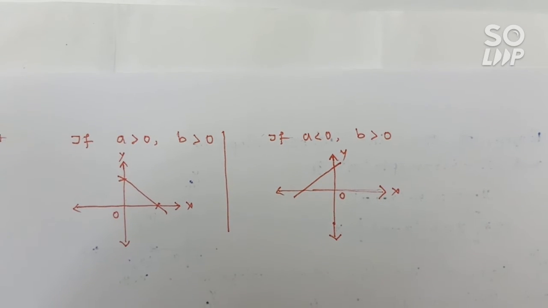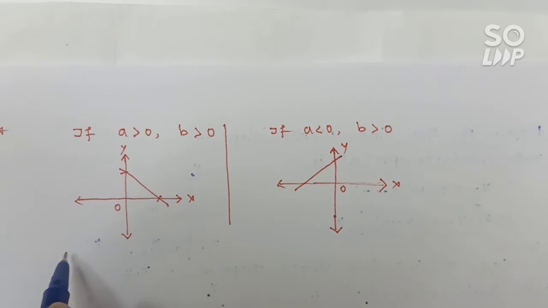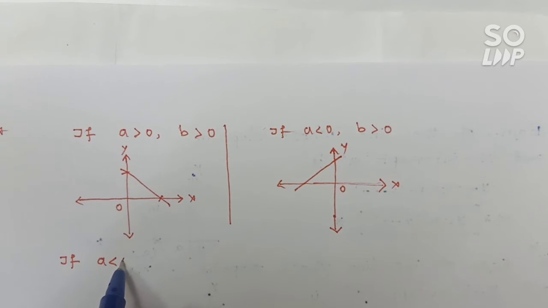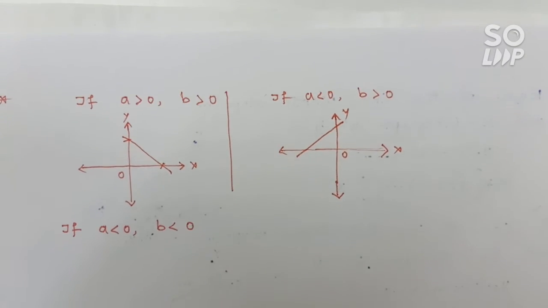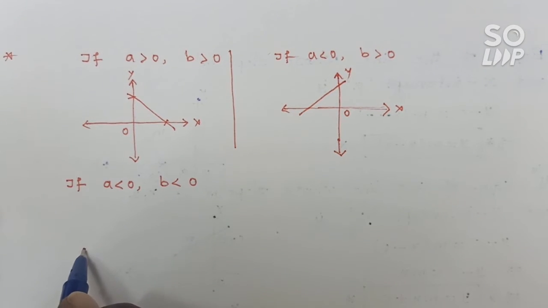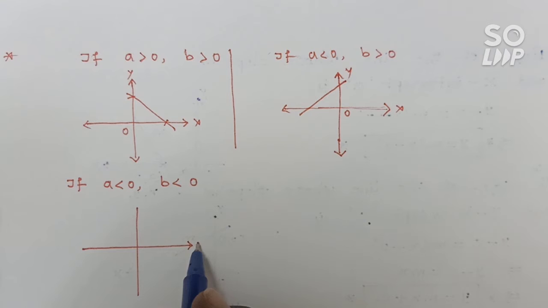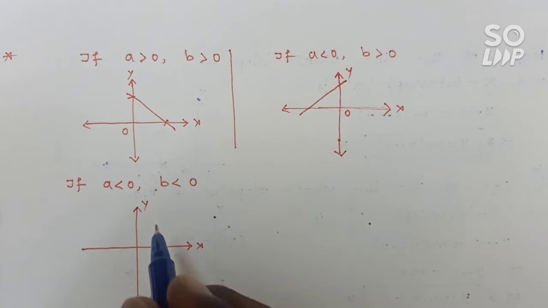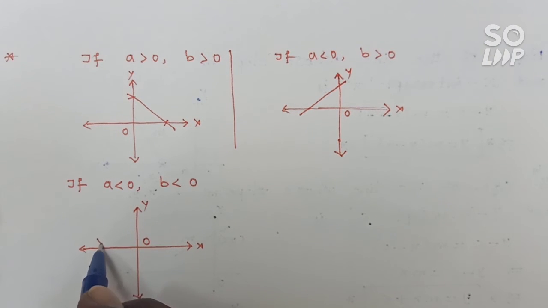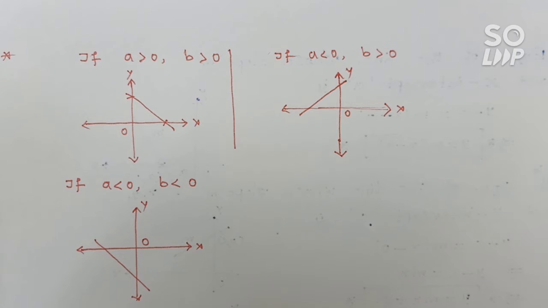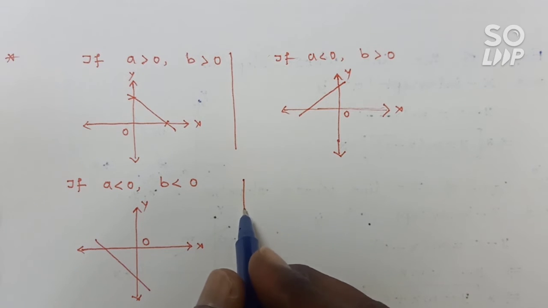This means the line cuts the coordinate axes in the second quadrant. The next one: if the x-intercept is negative and the y-intercept is negative, then the figure will be like this, and the line will always lie in the third quadrant. Please all of you remember this. The diagrams are very, very important in coordinate geometry, so please all of you watch very carefully.